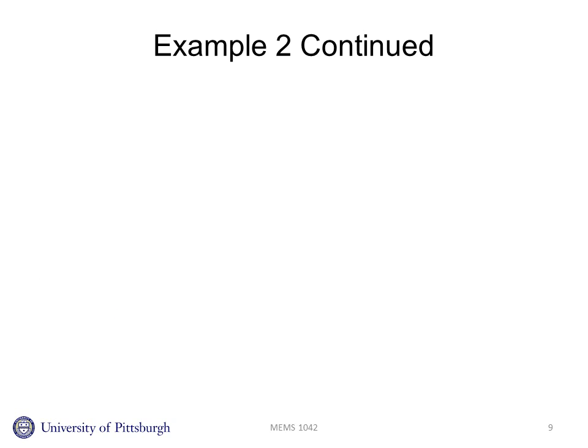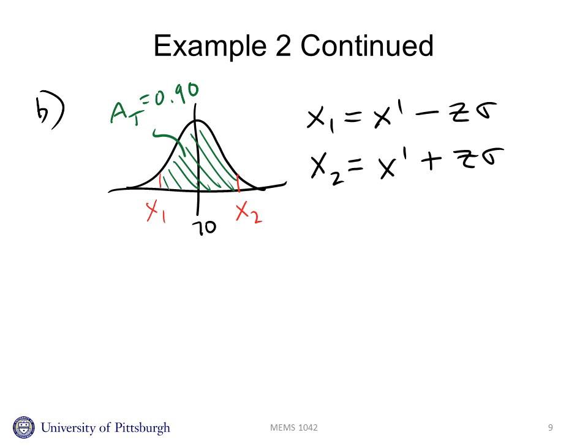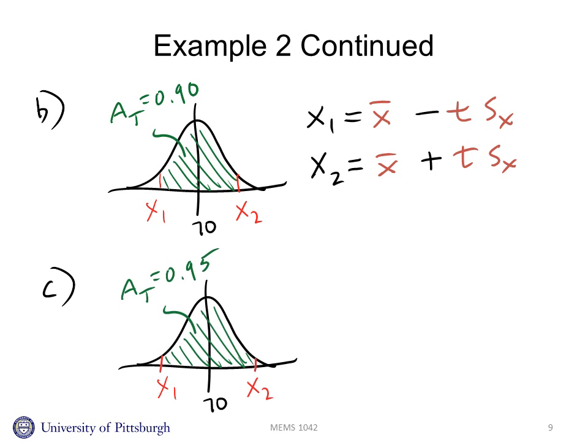The approach in part B is also similar to that used in example 1. We need to find x1 and x2 such that the area between them is going to be equal to 90% or 0.9. For this, we're simply going to take our population statistics and replace them with our sample statistics. So we replace x prime with x bar, and we replace the product of z and sigma with the product of t and the sample standard deviation. And part C is basically the same as part B, only we are changing the area from 0.9 to 0.95.